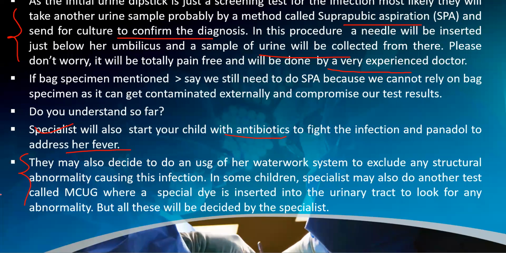But in case of recurrent urinary infection, specialists might decide to do an ultrasound of her waterworks to exclude any structural abnormality. And if there is some abnormality found in the ultrasound, a specialist might also want to do another test called a micturating cystourethrogram, where a special dye is inserted into her urinary tract to look for any abnormality. But as I said, because she has got it for the first time, it's very unlikely that she will require this extensive investigation. But I'm just giving you the possibilities. And obviously, this will be decided by the specialist, and it will be discussed in detail with you.